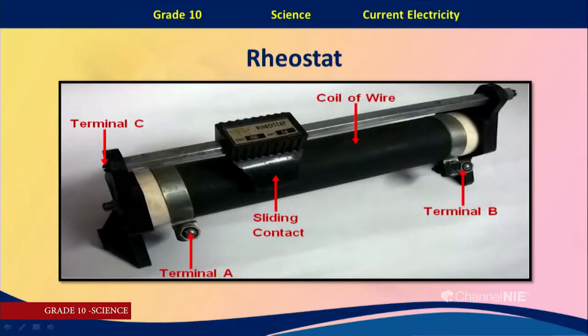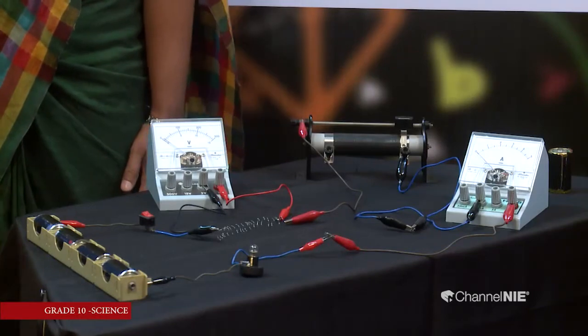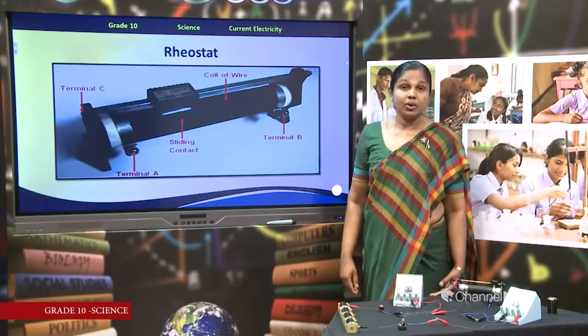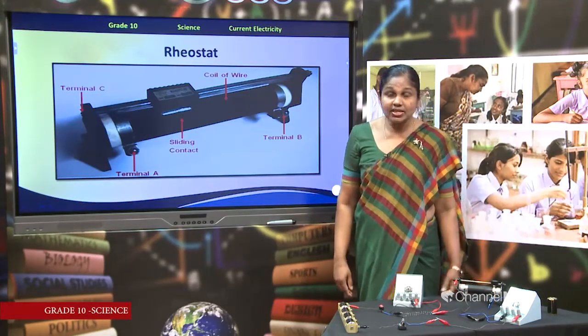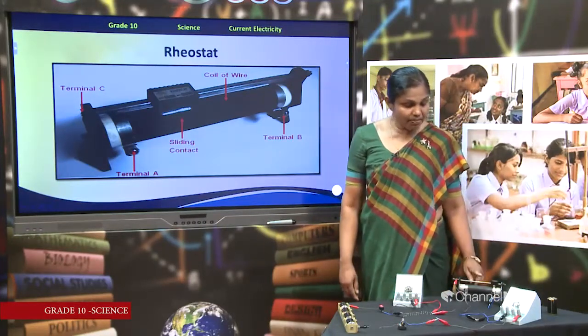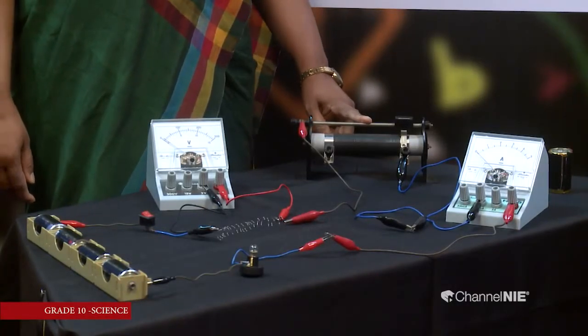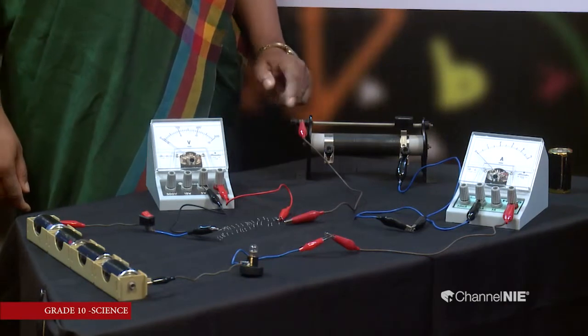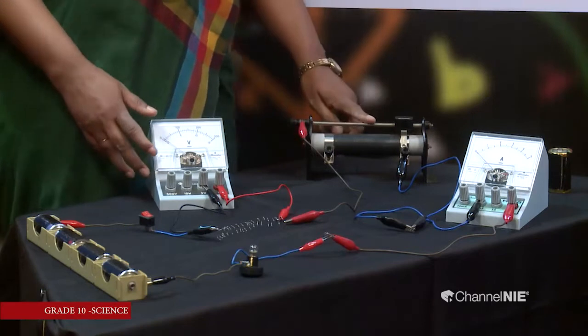Let me explain this. Here it has three terminals, terminal A, terminal B and terminal C, and a large coil of nichrome wire. There are a number of turns here, and a sliding contact. This can be moved along this bar in each direction, towards this and that. By moving this sliding contact, we can control the resistance here. We can increase or decrease the resistance. Therefore, this is a variable resistor. This rheostat is a variable resistor. Why it is connected to this circuit is because we need to control the current flow through this circuit in several instances.